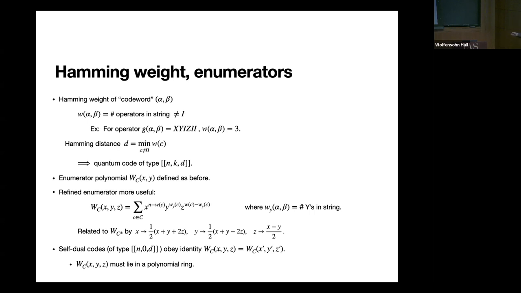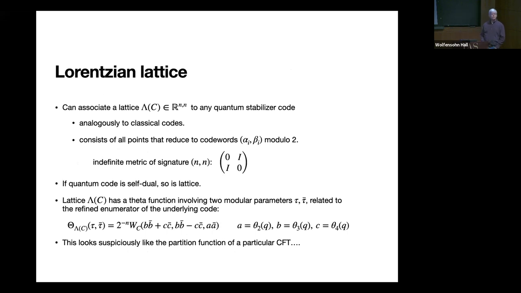All right, so this refined enumerator in three variables is related to the W of the dual code by a similar transformation, but not quite the same as before, on X, Y, and Z. You can check that that transformation squares to the identity. And so self-dual codes are going to satisfy, again, an identity like before, that W of X, Y, Z is W of this, that, and that. Okay, and again, you can prove that the allowed enumerators all have to lie in a particular polynomial ring, which is more complicated. I won't write it down for you, but it's straightforward. So we can play all the same games as before. Okay.